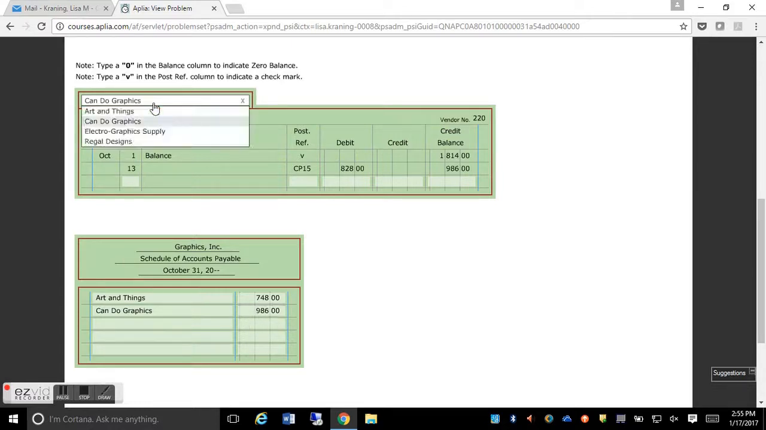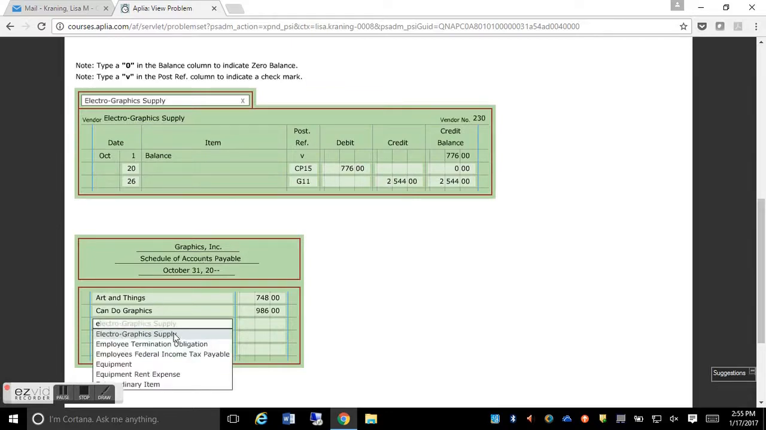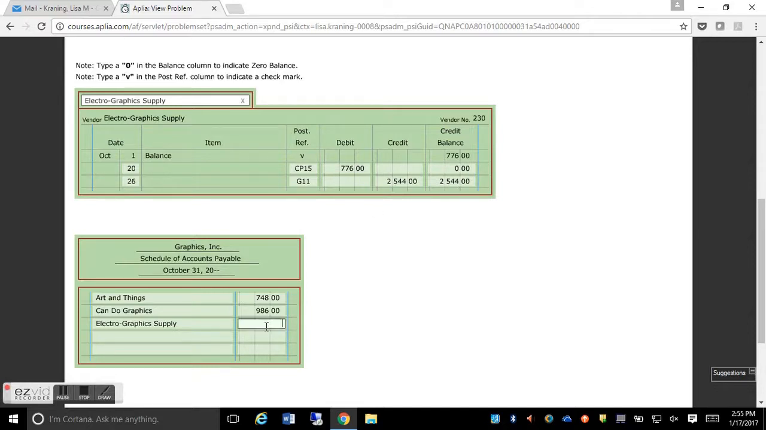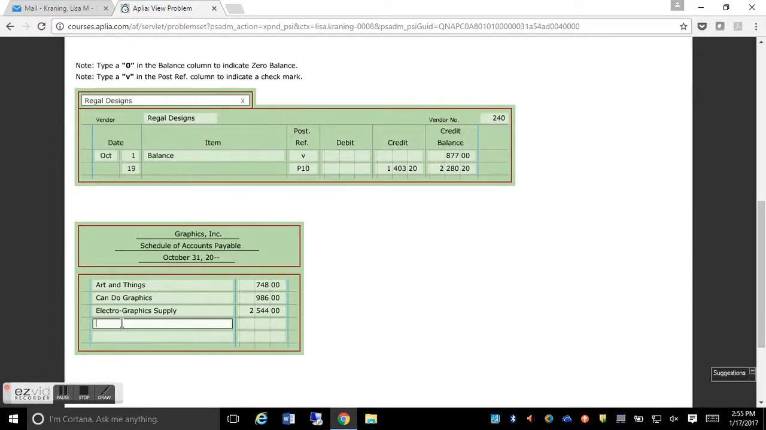Go to our next one, which is the Electro. The last balance is $2544. And our last one is Regal Designs. And you'll take the last balance once again, 2280.20. Down here, normally we write the word totals.